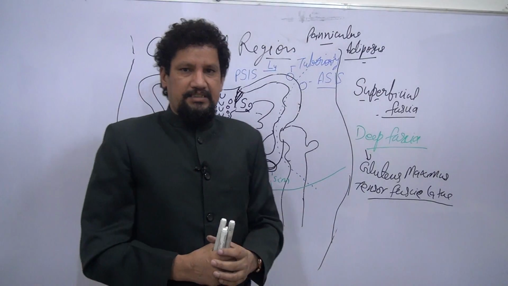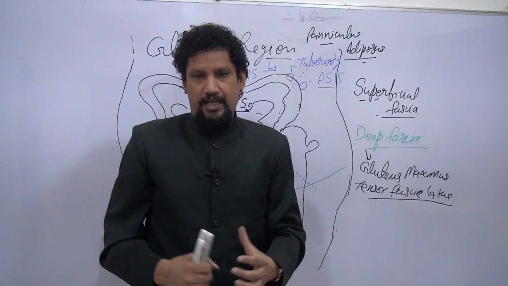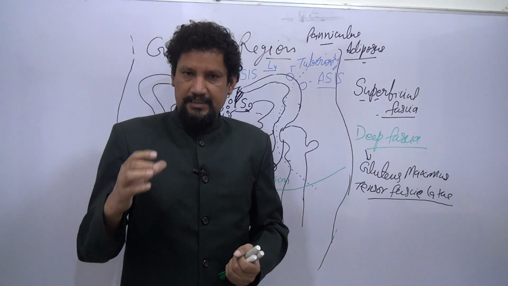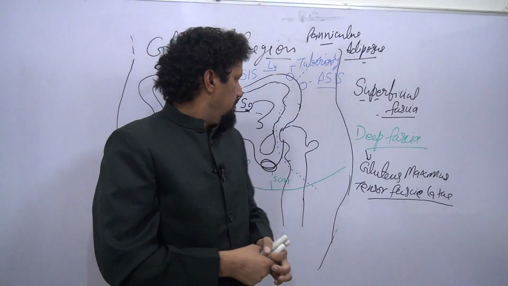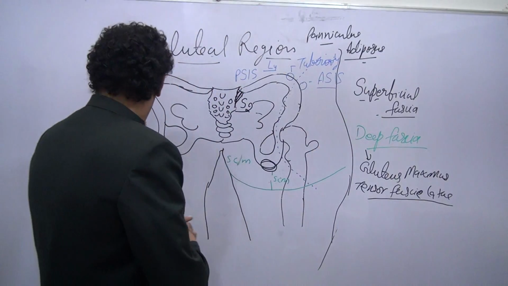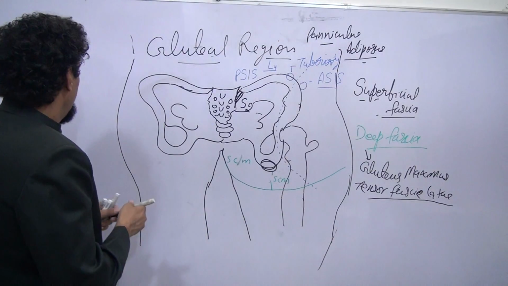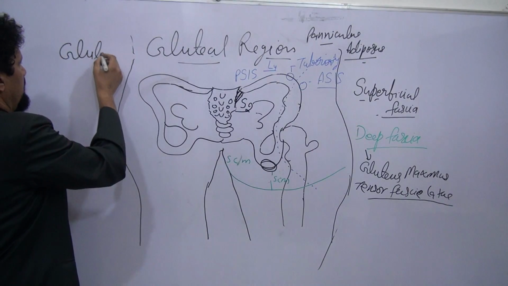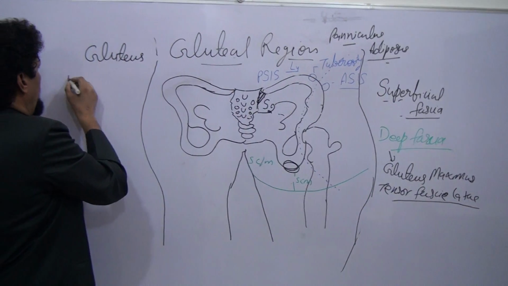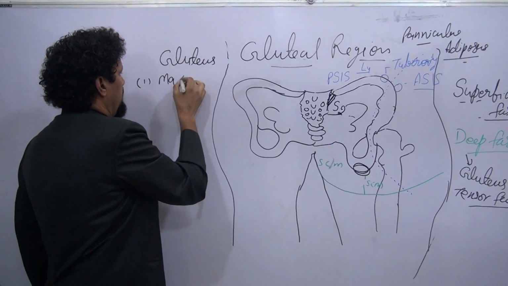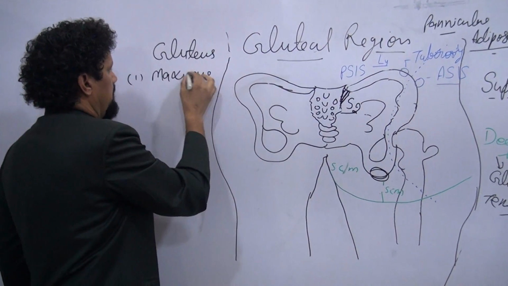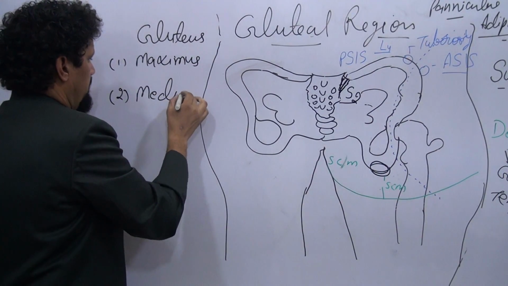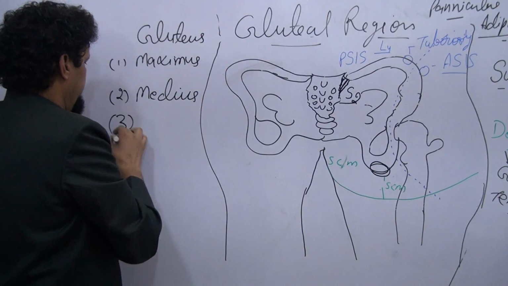Now I will talk about the muscles. The gluteal region is having mainly two groups of muscles. One, the muscles of gluteal compartment having gluteus maximus, so there are three gluteal muscles. One is the maximus, the medius and the minimus.